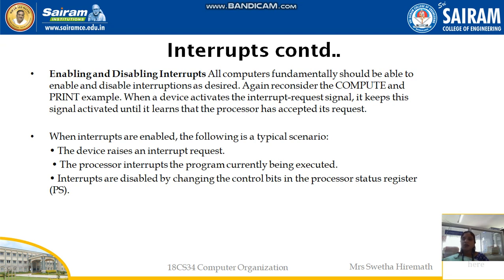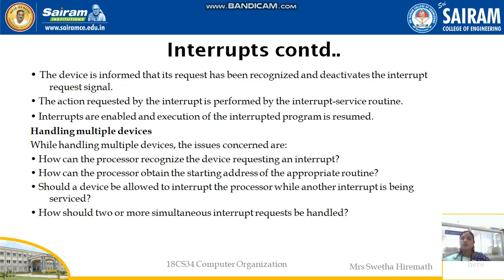First, the device raises an interrupt request. The processor interrupts the program currently being executed. Interrupts are disabled by changing the control bits in the processor status register, that is PS, and the device is informed that its request has been recognized and deactivates the interrupt request signal. The action requested by the interrupt is performed by the interrupt service routine. Interrupts are enabled and execution of the interrupted program is resumed.